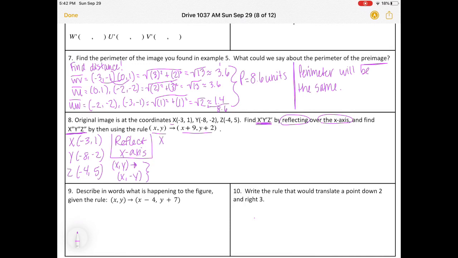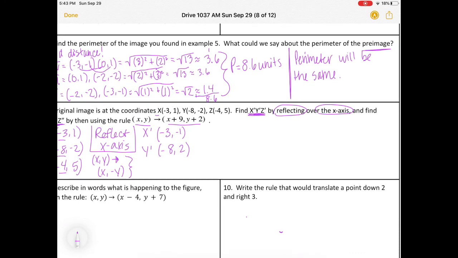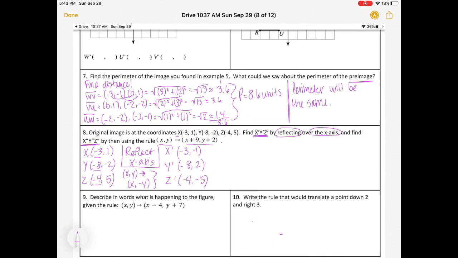So then my new coordinates here would be, so x prime is going to be, x's stay the same, so these are all the same. -3, y's become opposite, so -1. And I would pause here and make sure you can get these. If you've paused and are now checking, so y prime should be -8. Y becomes opposite, so +2. And then Z prime, -4 stays, 5 becomes opposite. Alright, so we did the reflection there.